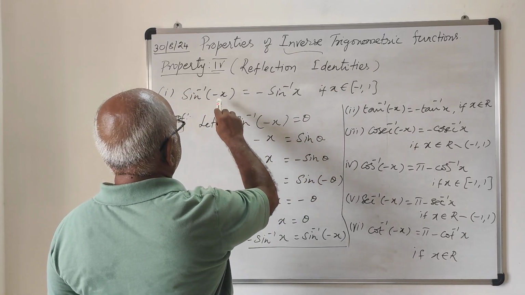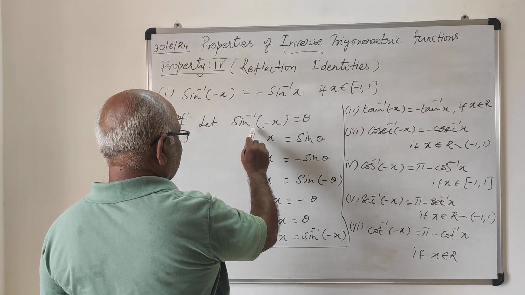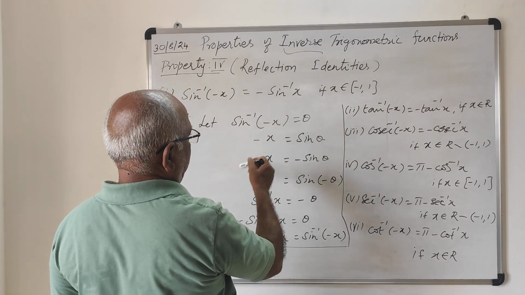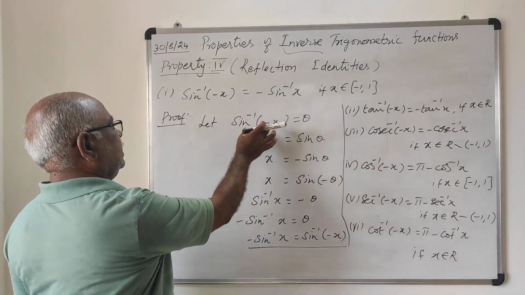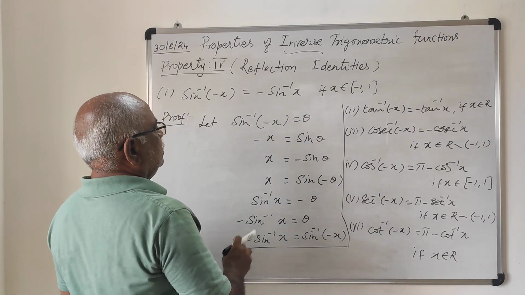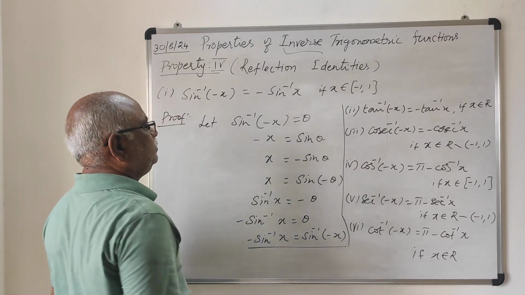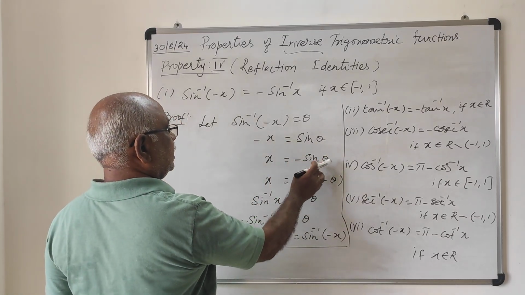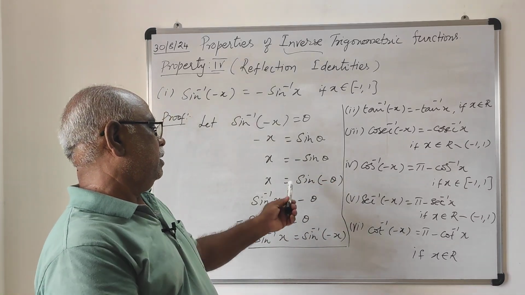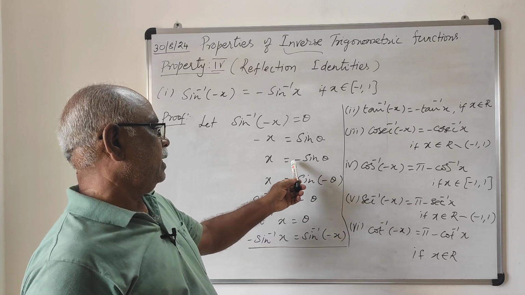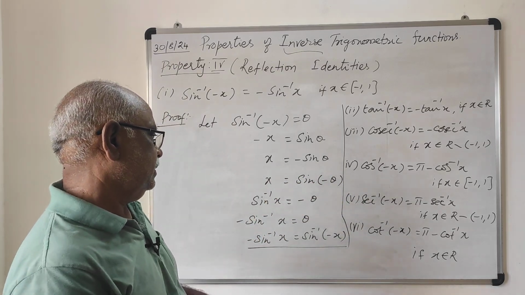Proof. Let us consider sin inverse of minus x as theta. So sin inverse of minus x equals theta implies minus x equals sin theta. Multiplying both sides by minus, I get x equals minus sin theta. We know that sin of minus theta is minus sin theta. Therefore, I can write minus sin theta as sin of minus theta. On the left hand side we have x.